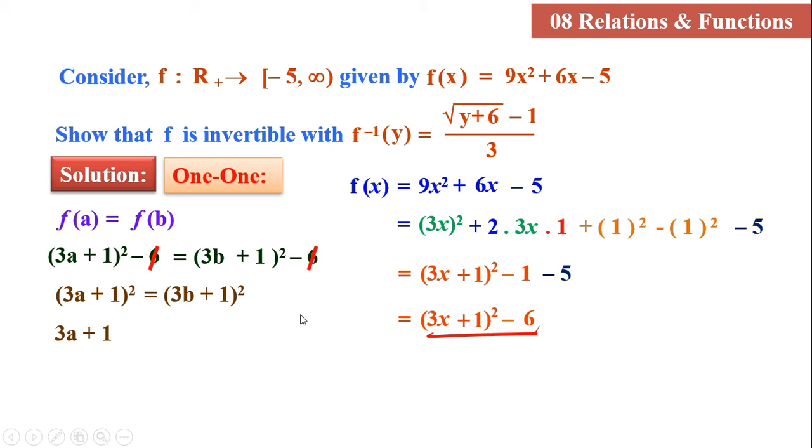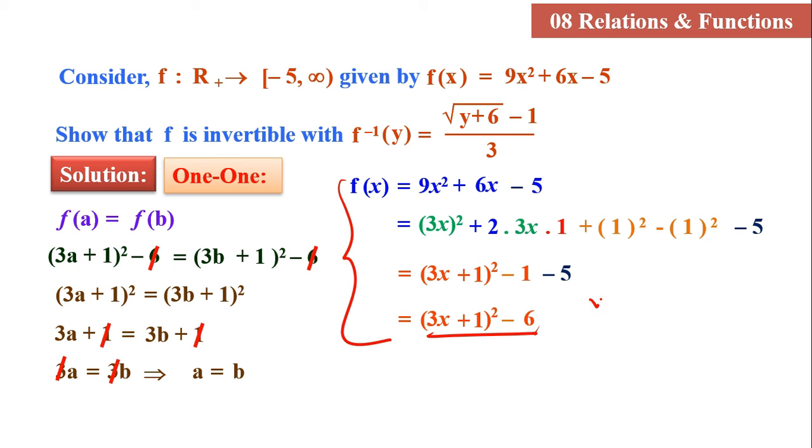Square and square cancel. 3a + 1 = 3b + 1. 1 and 1 cancel. 3a = 3b and 3 cancels. That is a = b. See how simply we got: images are equal implies elements are equal. So solving this quadratic function using (a + b)² is very important, students, so that we can easily get the function one-one and also onto. Next we'll go for onto.